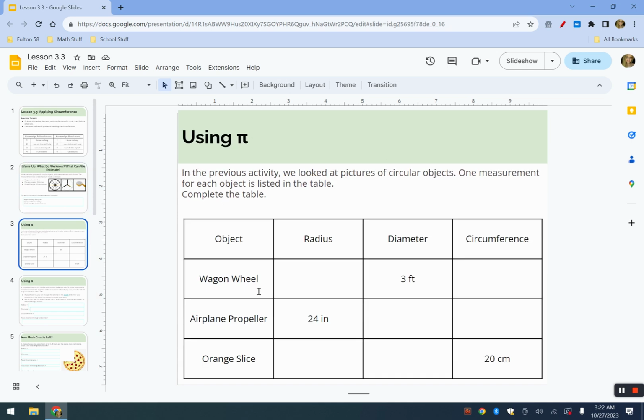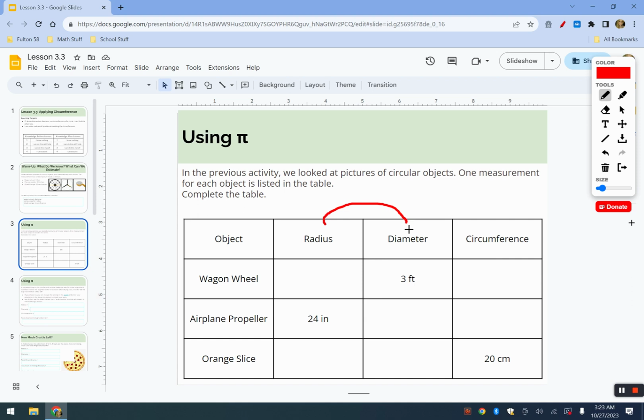Okay, so now I have those same three objects and those measurements that are shown on the last slide put in this table, and we are going to find the other two measurements for each circle. So let's go ahead and review how to do this. So if we know our radius and we're trying to find our diameter, we can take our radius and simply multiply it by 2. If we know our diameter and we're trying to find our radius, we could take our diameter and divide it by 2, and that'll give us our radius.